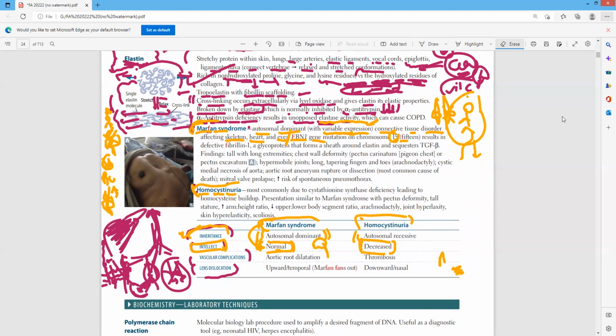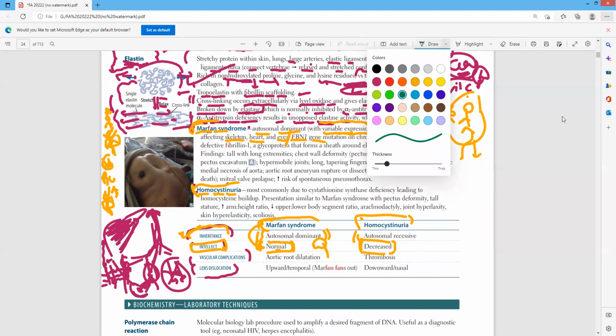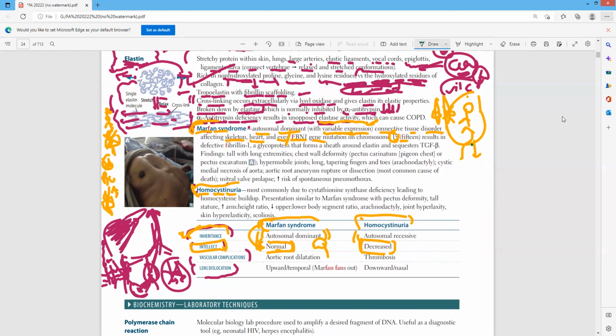Okay, let's see that it has some association with other topics, you see with different color. The FBN1 gene will give what? It will give fibrillin. So if you have a mutation, you will have a defective fibrillin. This is a glycoprotein, a protein that contains some sugar, that forms a sheath around the elastin and sequesters TGF beta. It sequesters TGF beta, and I will show you that in a second.